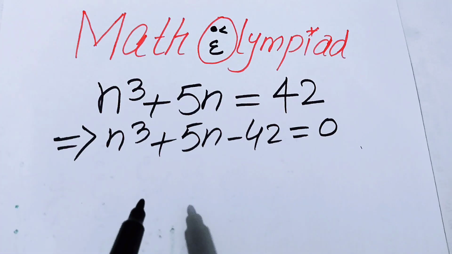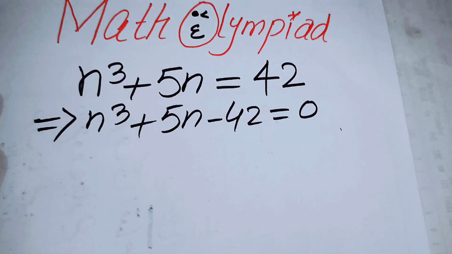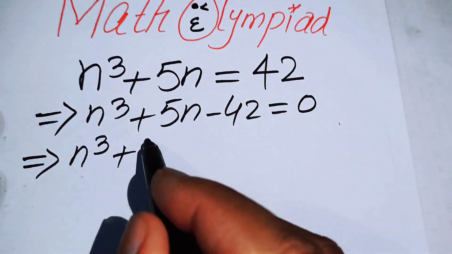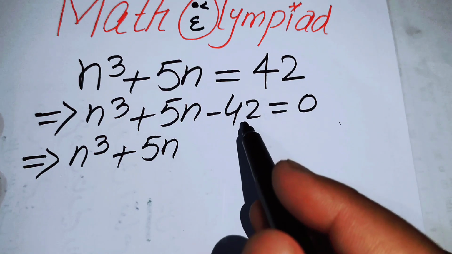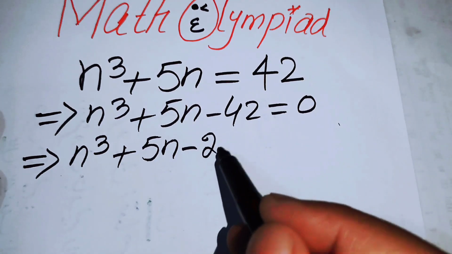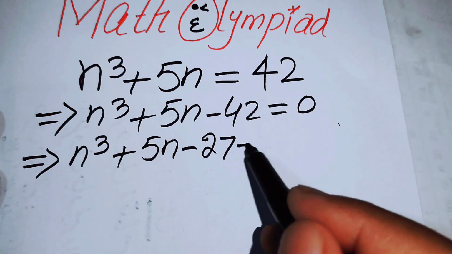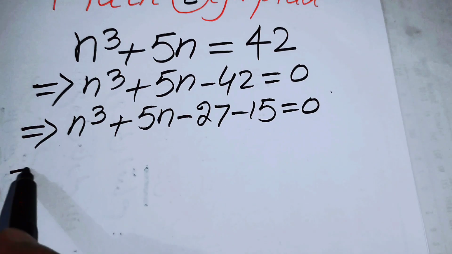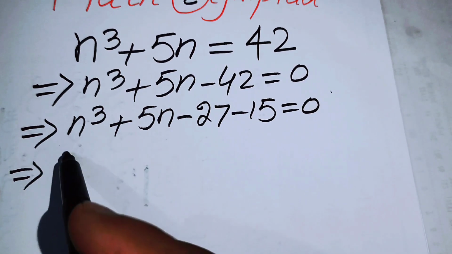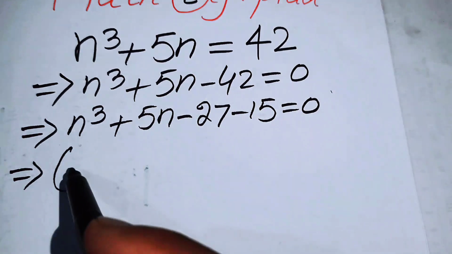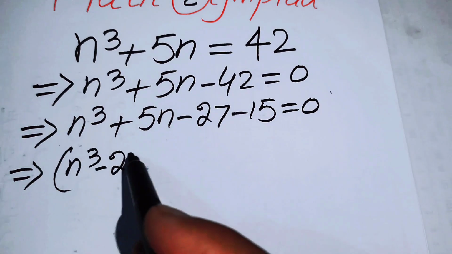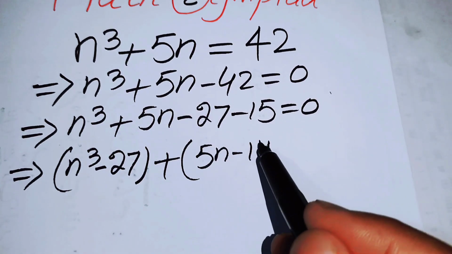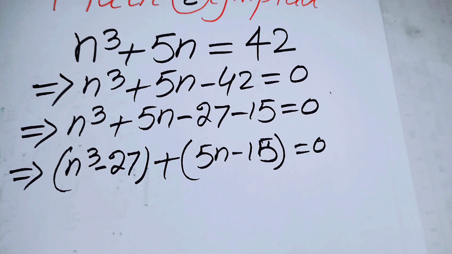is equal to 0. After this I will rewrite this as n cubed plus 5n, and here we have minus 42, and I can write this minus 42 as minus 27 minus 15 is equal to 0. Now we make pairs of these terms. I can pair n cubed with minus 27, and make the pair of 5n with minus 15 is equal to 0.